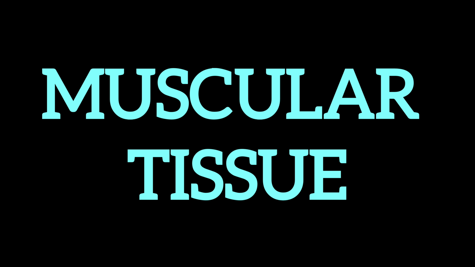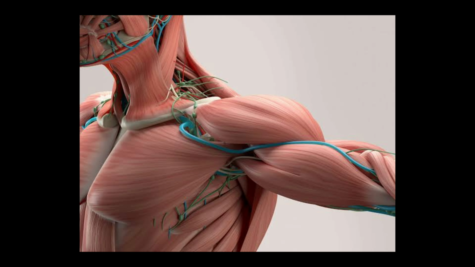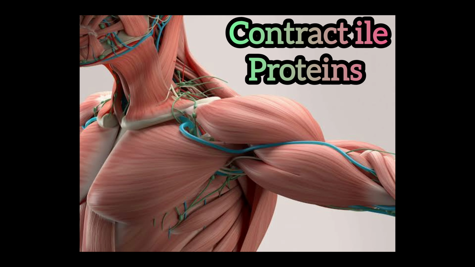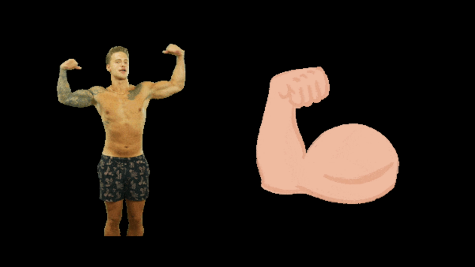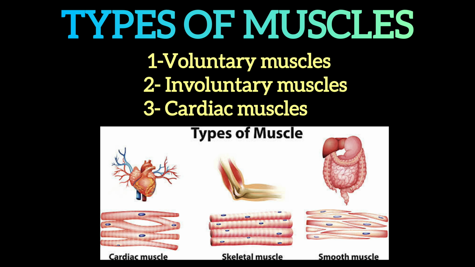Now, let us study about features of muscular tissue. The cells of the muscular tissue are elongated. Muscle cell contains special proteins called contractile proteins. Muscles are able to contract and relax. Functions of muscular tissue: muscular tissue gives shape, support, and causes movement. Now, let us see types of muscles. Voluntary muscles, involuntary muscles, cardiac muscles.